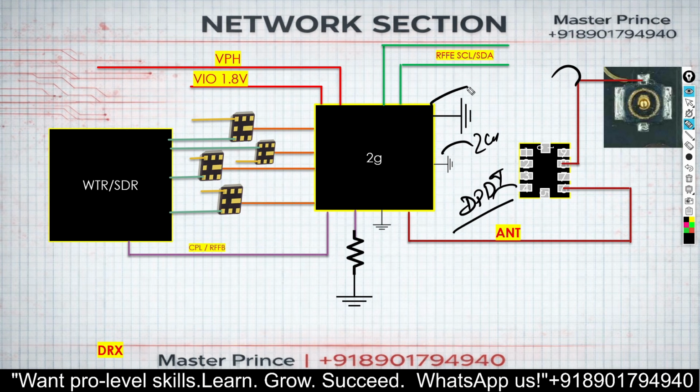Now this 2GPA works as an antenna switch, as I mentioned, and also works as a power amplifier to boost the signal for receiving and transmitting, right? These are all duplexers connecting with the WTR. Also, one side is connected with this orange line, and one side is connected with the 4GPA. I'll show you each and everything in full detail.